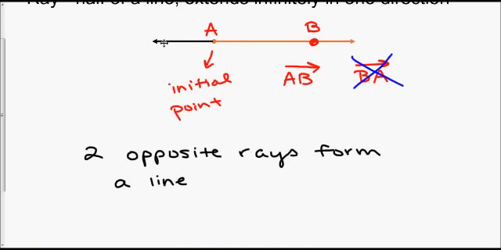So an example of that would be if I had over here point F, then I would have ray AF, and that goes in the opposite direction. But A is still the initial point, so you always start with writing A. And AF and AB are opposite rays.